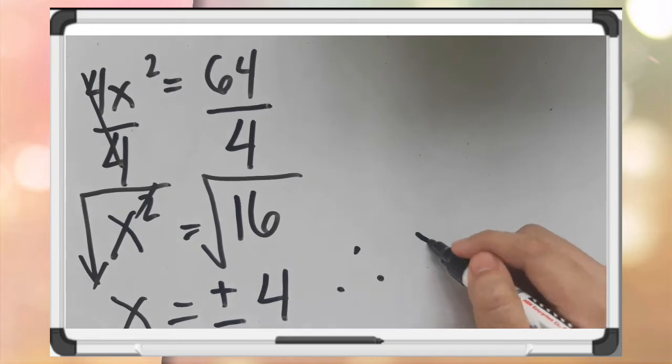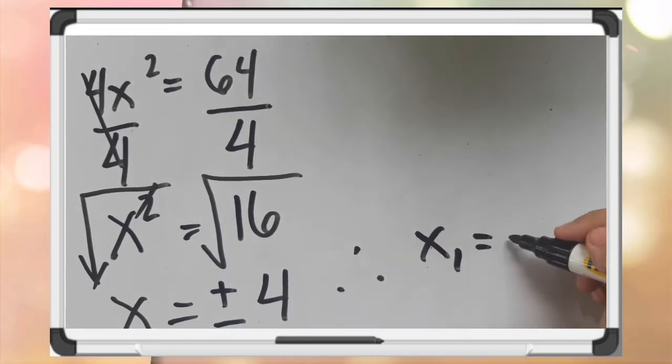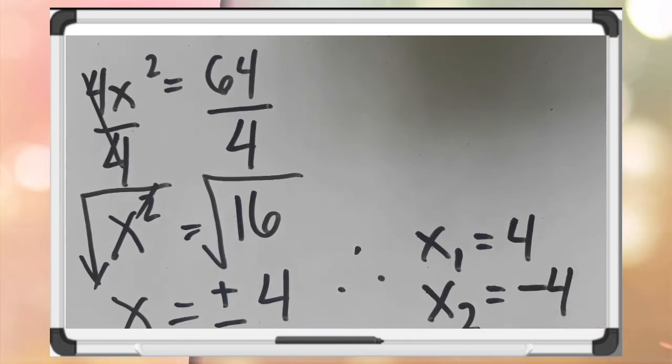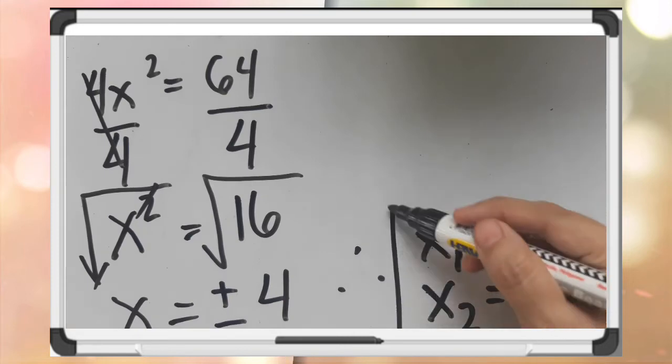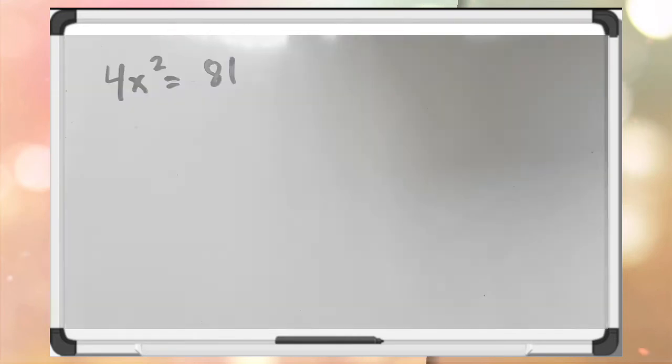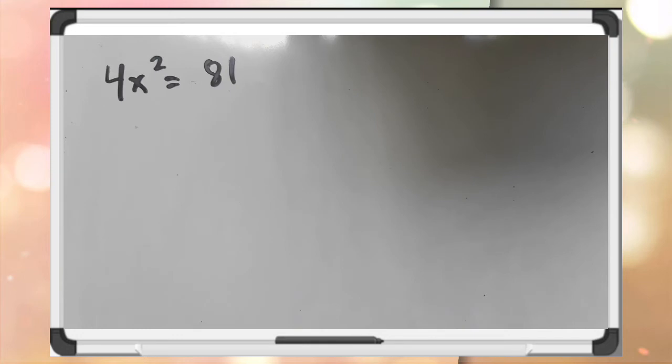Therefore, the value of x sub 1 is equal to positive 4 and the value of x sub 2 is equal to negative 4. The roots of the given equation for x squared is equal to 64 are 4 and negative 4. For our third example, we have 4x squared is equal to 81.